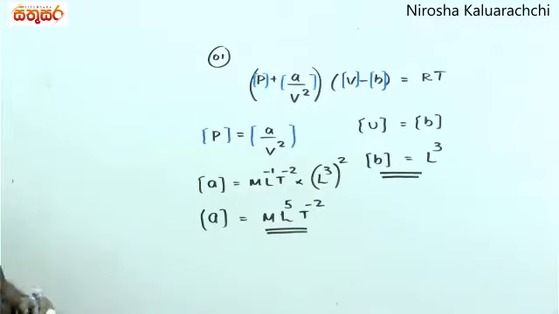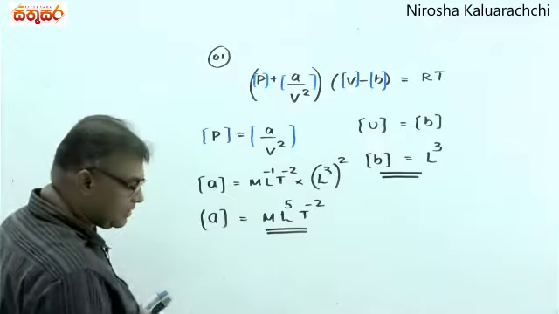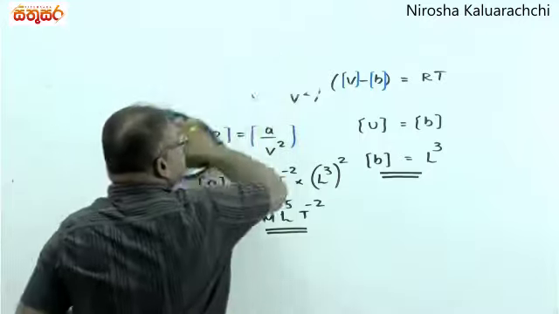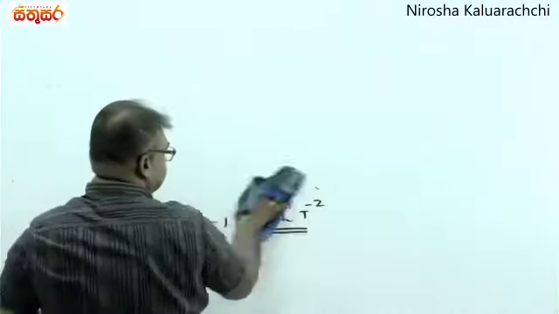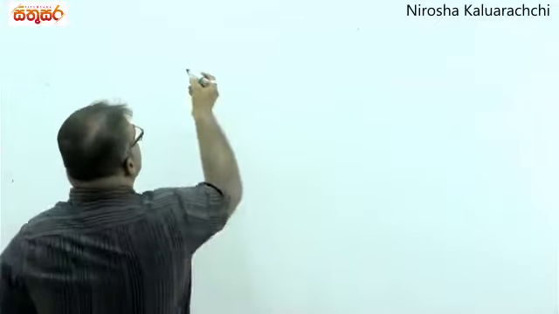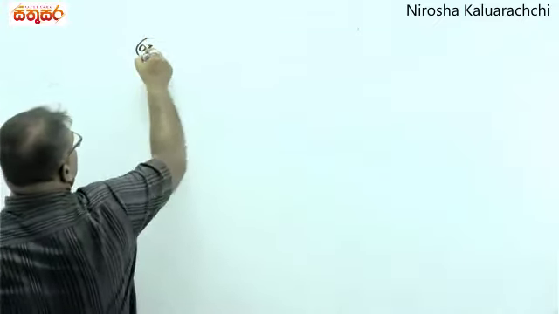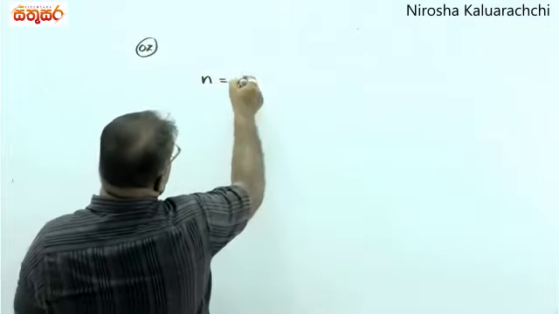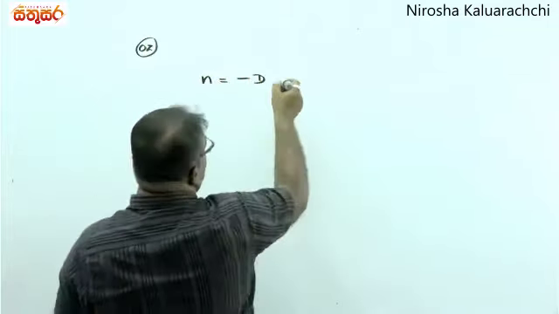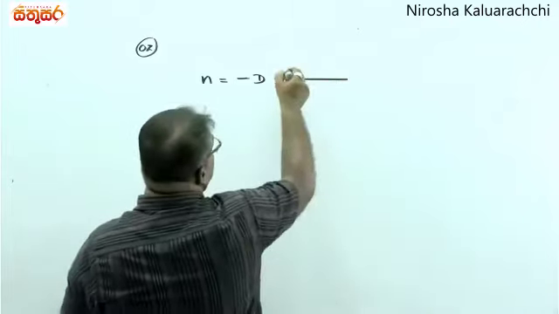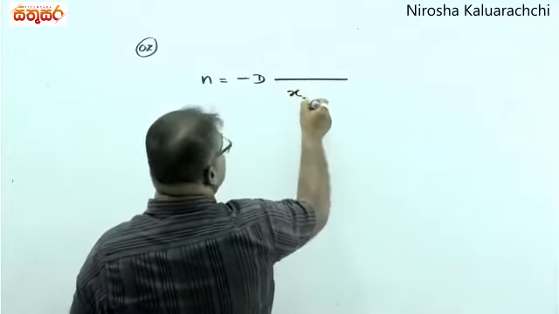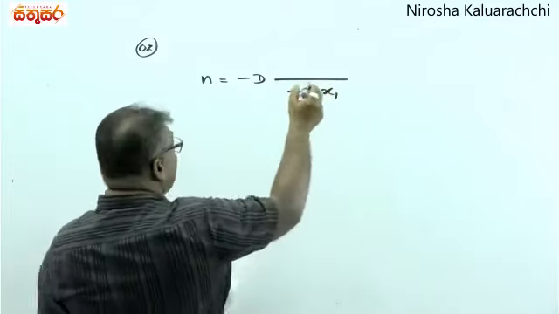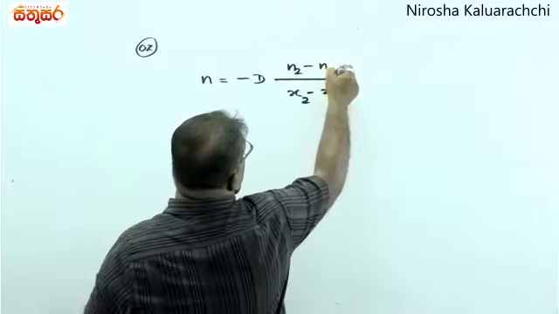Now, can we consider question number 2? Second question. Right, this one is finished. Second question: number of particles. See, question number 2. How to manage it? You are given an equation: n equals minus D, with the denominator x2 minus x1 and the numerator n2 minus n1.